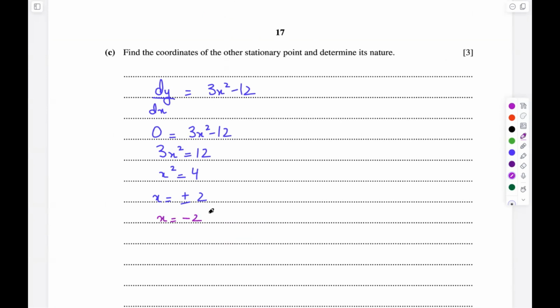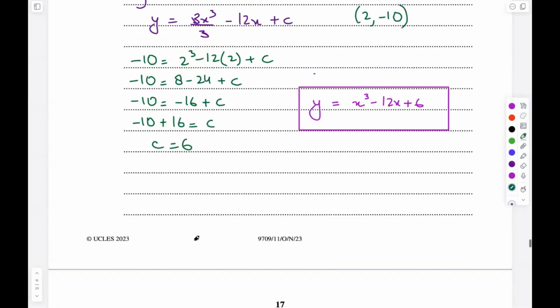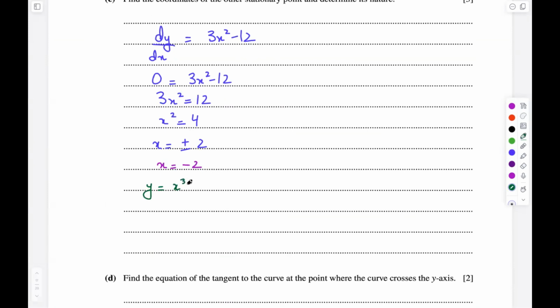Once we have the value of x as -2, to find the y coordinate we'll substitute this into the equation of the curve. So the equation of the curve was y is equal to x³ minus 12x plus 6. Substituting x equals -2, we'll get (-2)³ minus 12 into -2 plus 6. This will become -8 plus 24 plus 6. So -8 plus 24 is 16, 16 plus 6 is 22. So the coordinates of the stationary point will be (-2, 22).